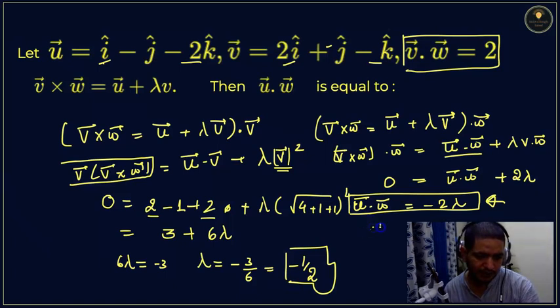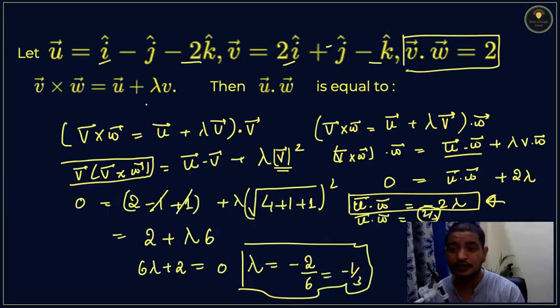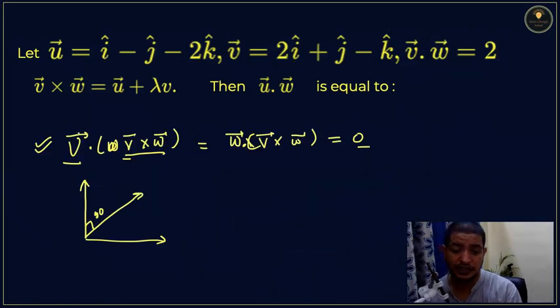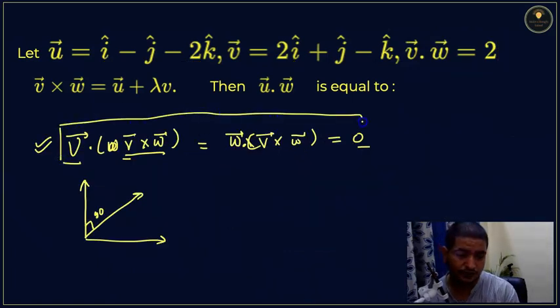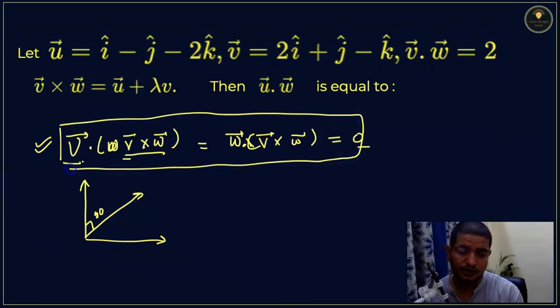Now put it in u dot w equal to minus 2 lambda. Once you put the value of lambda here, you get the value equal to 1. So u dot w is equal to 1. The important thing we discussed in this question is this concept. If you understand it, you can solve this question easily. Hope you have understood this question.